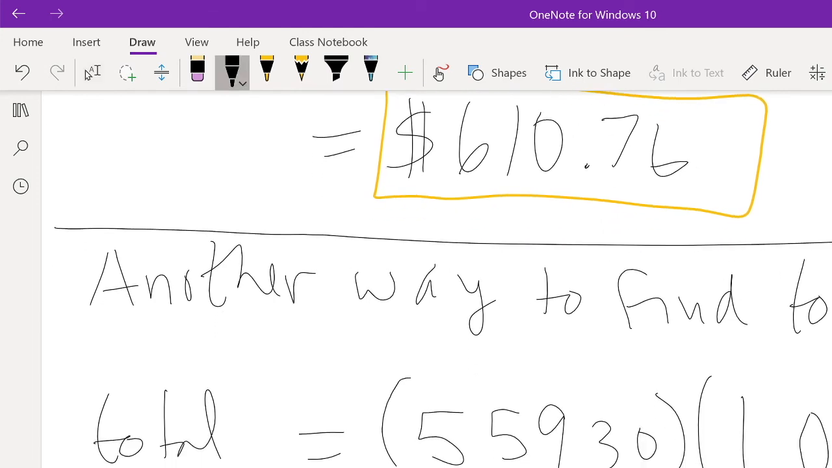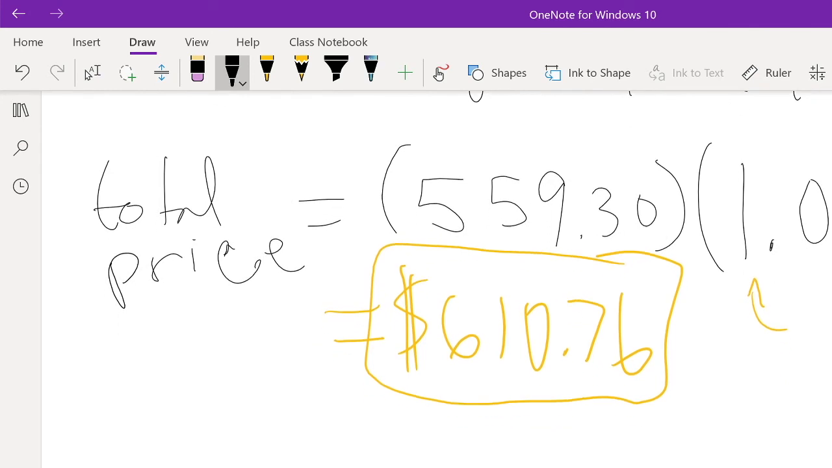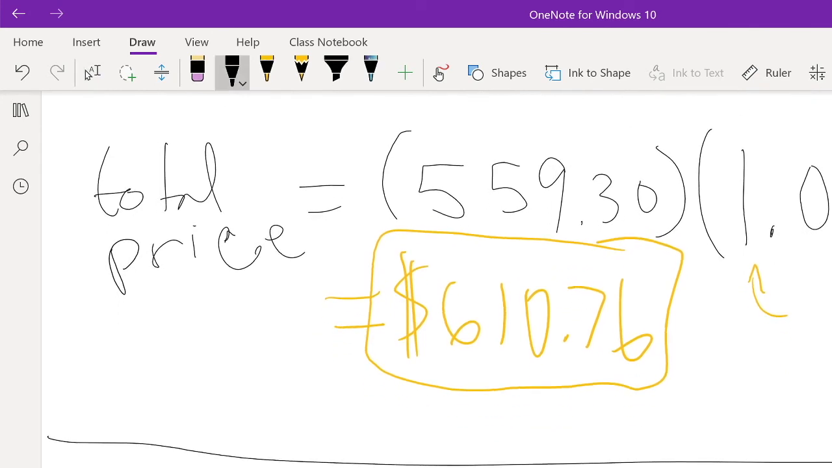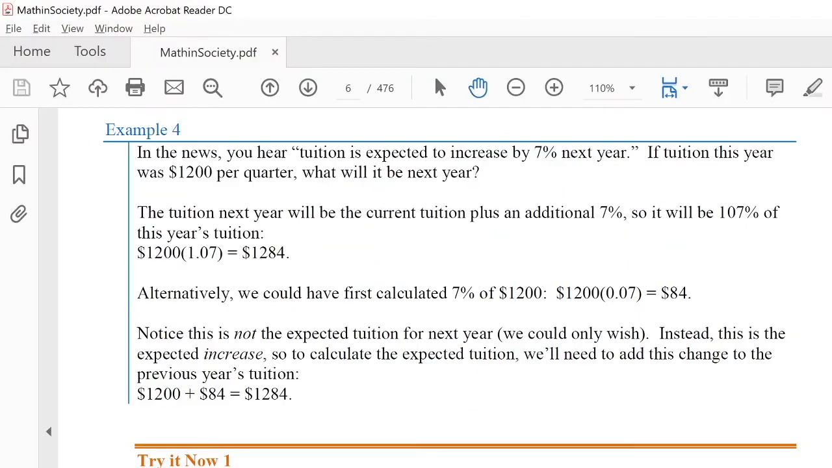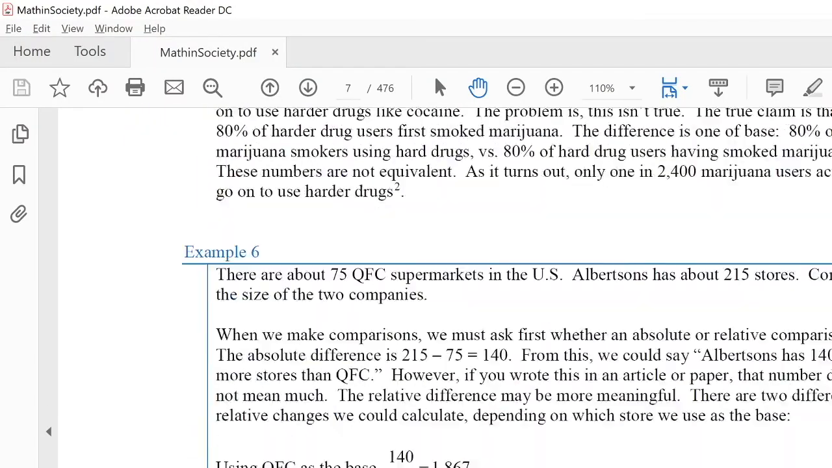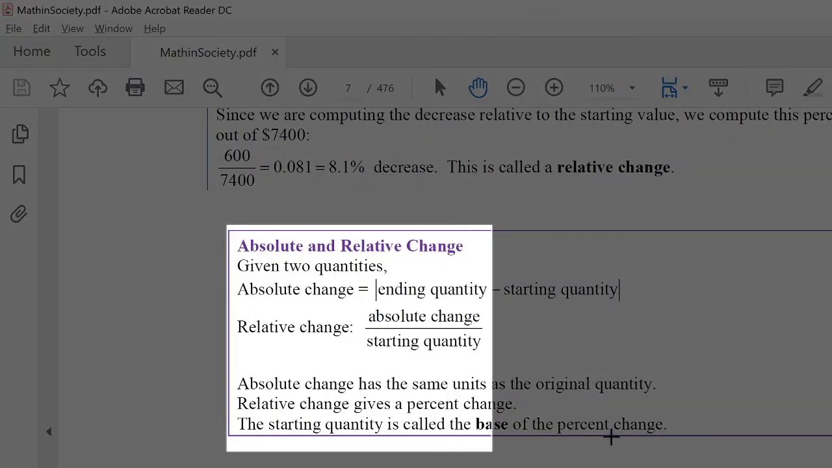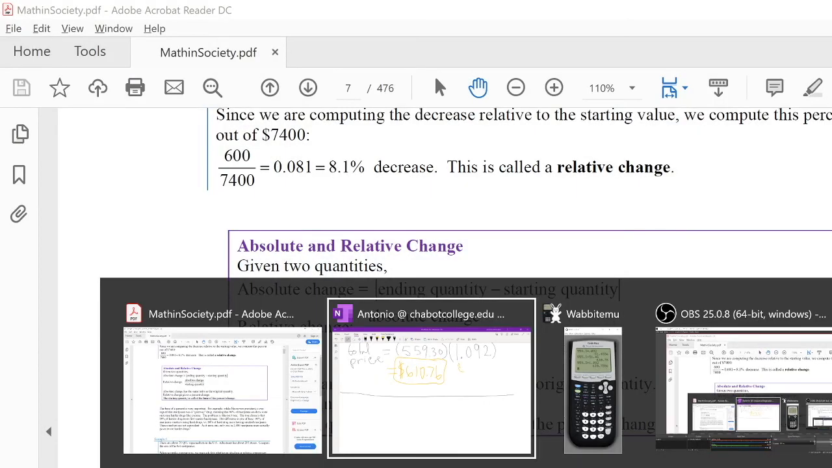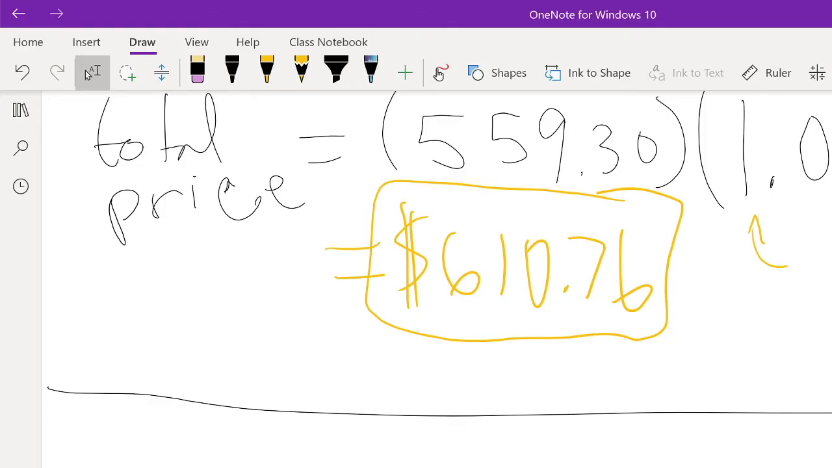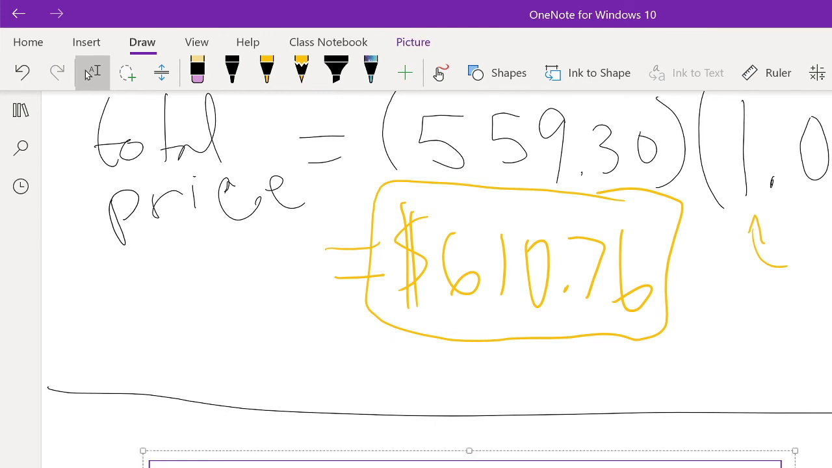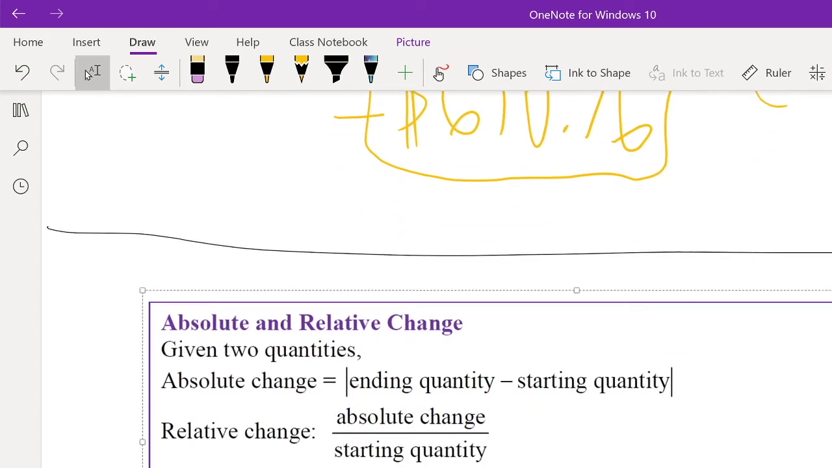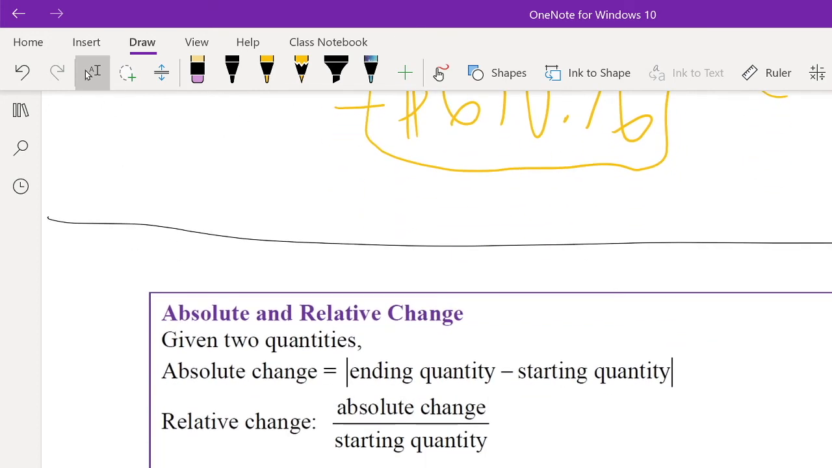Now, the next topic we're going to look at is the idea of absolute and relative change. In a lot of cases, especially when we're reading articles, news articles, or any kind of articles, they express that something has risen a certain amount or dropped a certain amount.